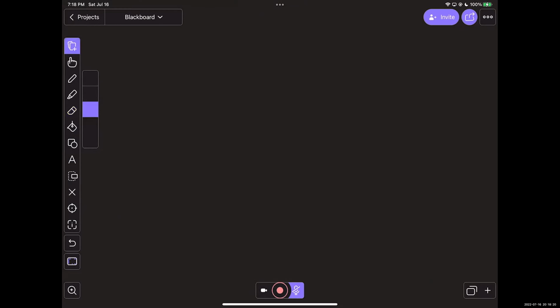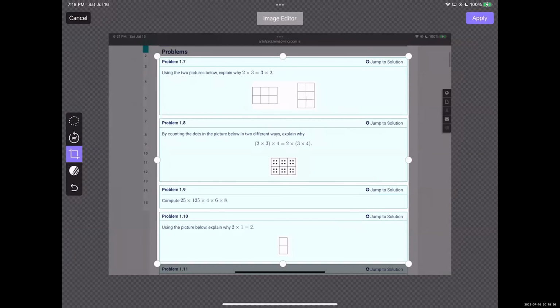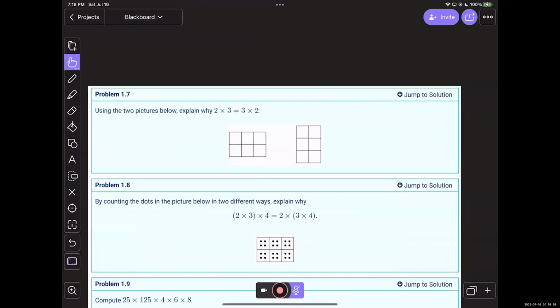So let's take a look at the problems here, starting off with 1.7 through 1.10. 1.7. Rebecca. Using the 2 pictures below, explain why 2 times 3 equals 3 times 2. So the first one stands for 2 times 3 because it's 2 squares tall and then it's 3 squares lining horizontally. And then for the second one, it's basically the same thing but flipped, and so it's 3 and 2.